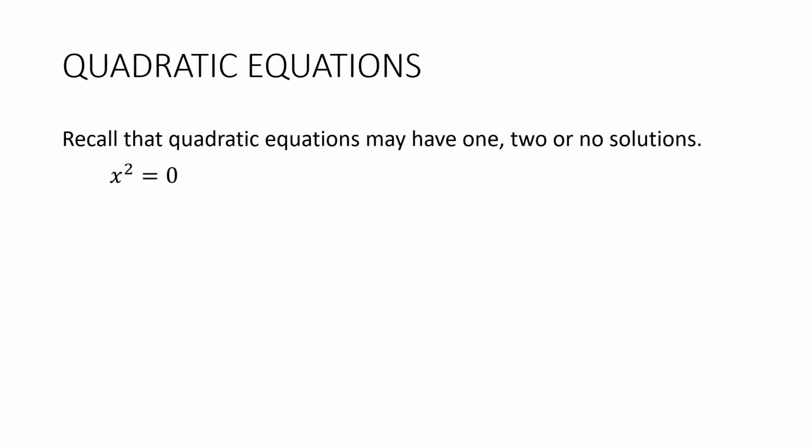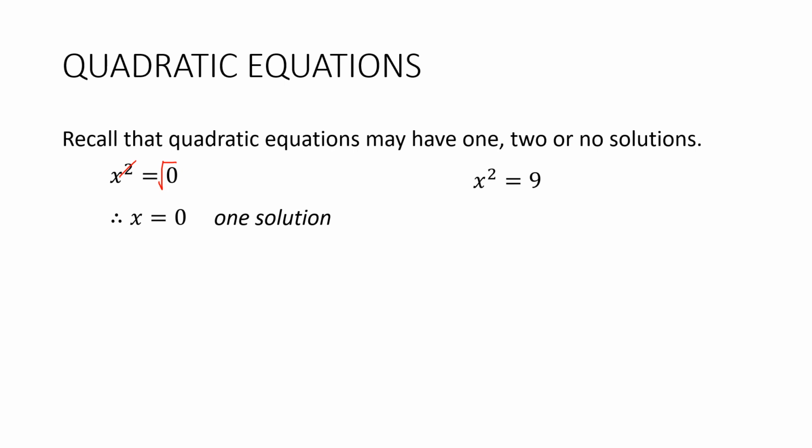Let's review this. Suppose we want to solve x squared is equal to 0. When we're solving any equation, we want to get x by itself on the left-hand side. So we need to move this squared. And the opposite operation of squared is square root. So I'm going to do the square root of both sides. And the square root of 0 is 0. So one solution.